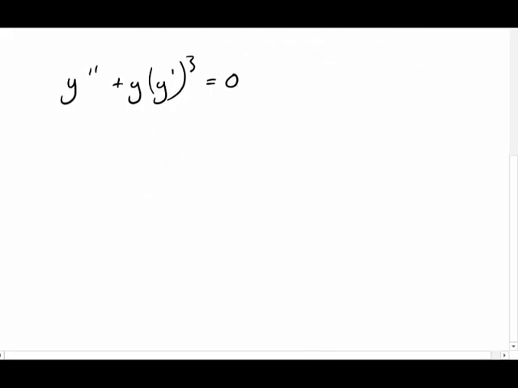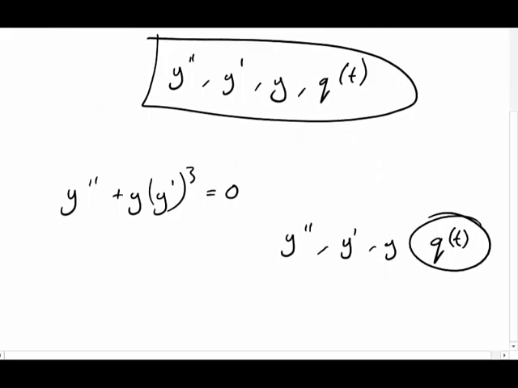But we can still work with this. What have we got in this equation? We've got the second derivative, the first derivative, and the function itself, but that's it. There's no q of t. Q of t is the variable that's missing in this equation, and we can reduce this down.